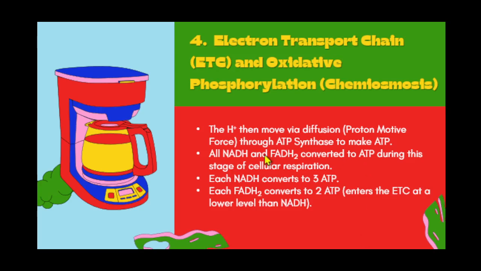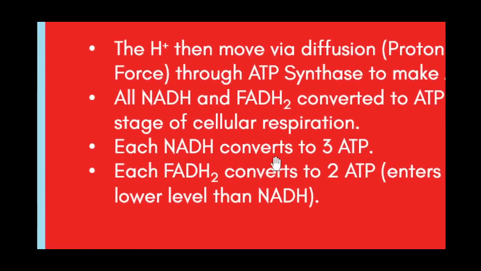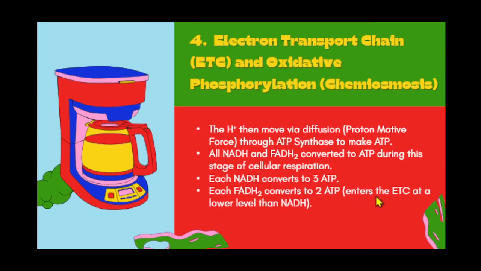Take note of this: each NADH converts to 3 ATP, while each FADH converts to 2 ATP, since it enters the electron transport chain at a lower level. So fewer ATP are made by FADH, but that's just for one molecule, so it's still okay.